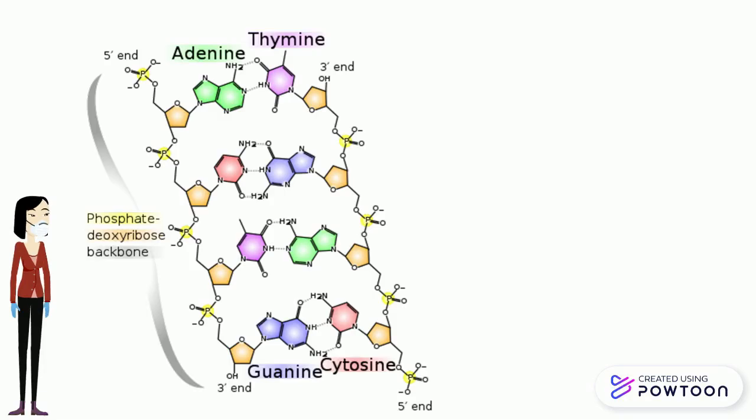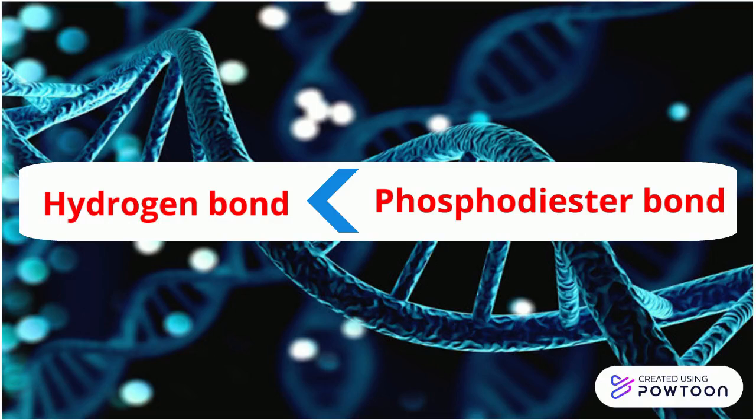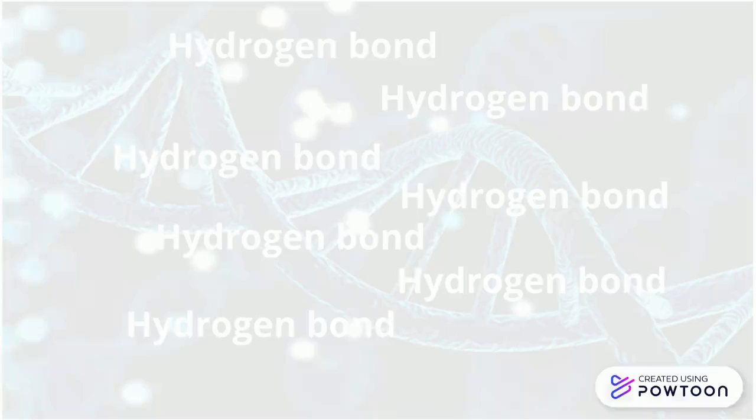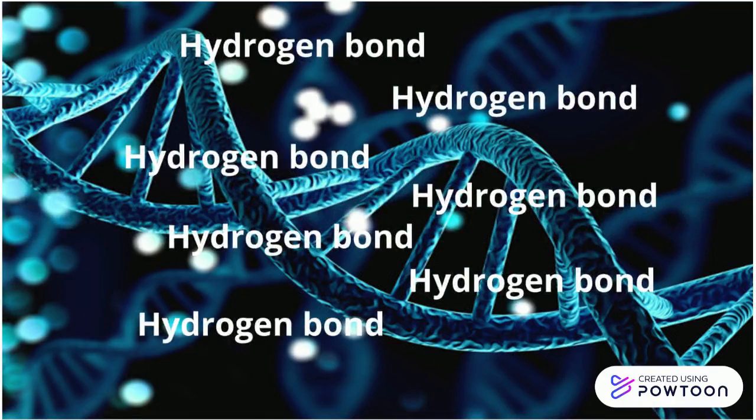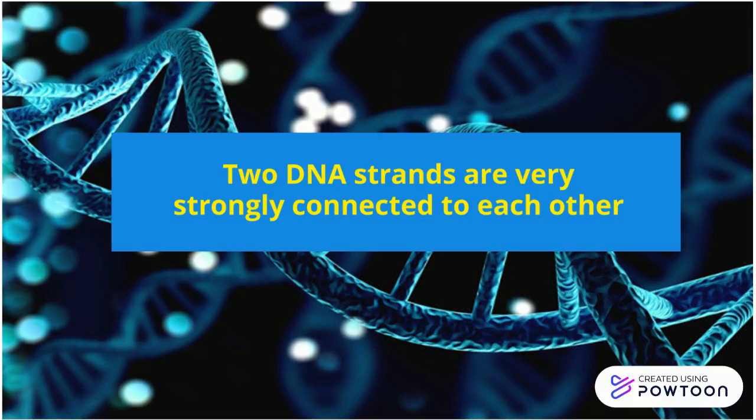The nucleotides forming each DNA strand are connected by non-covalent bonds called hydrogen bonds. Considered individually, hydrogen bonds are much weaker than a single covalent bond, such as a phosphodiester bond, but there are so many of them that the 2 DNA polymers are very strongly connected to each other.